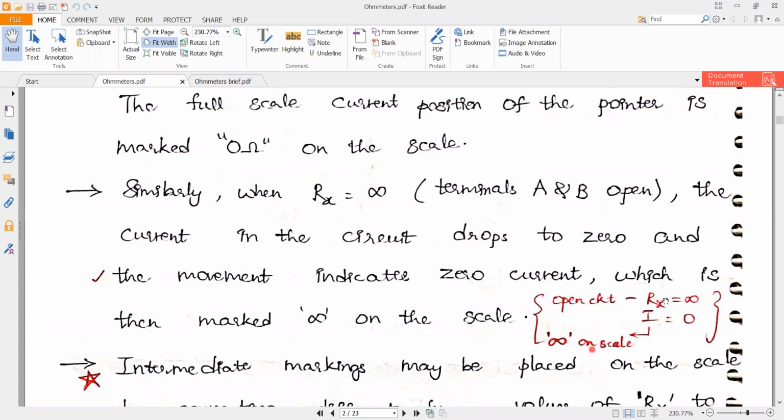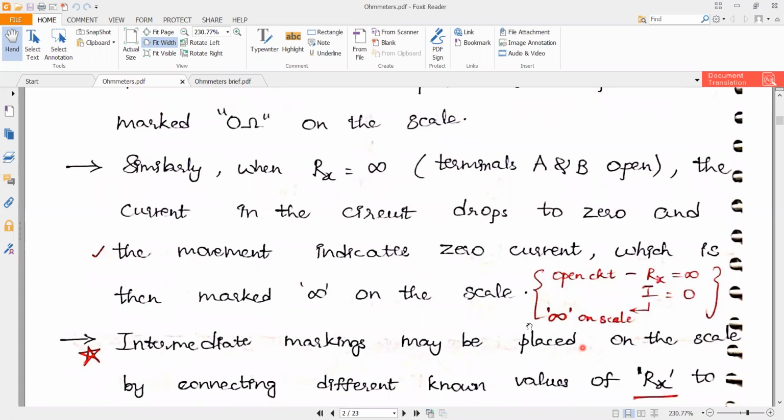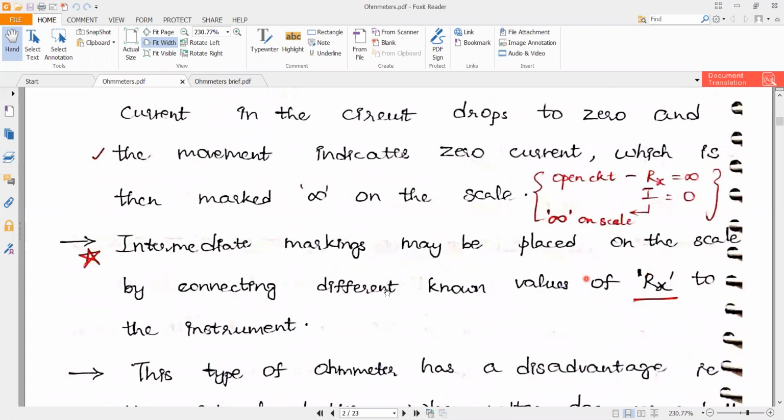Whatever the PMMC meter shows is infinite on the scale. The intermediate markings may be placed on the scale by connecting different known values of Rx. Different readings can be obtained by using different known values of Rx on the meter.